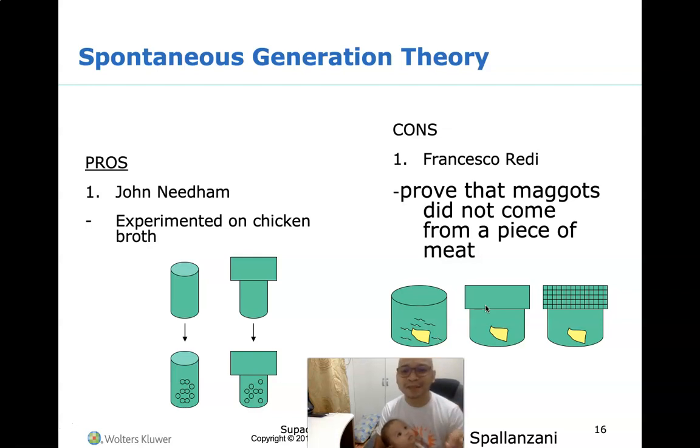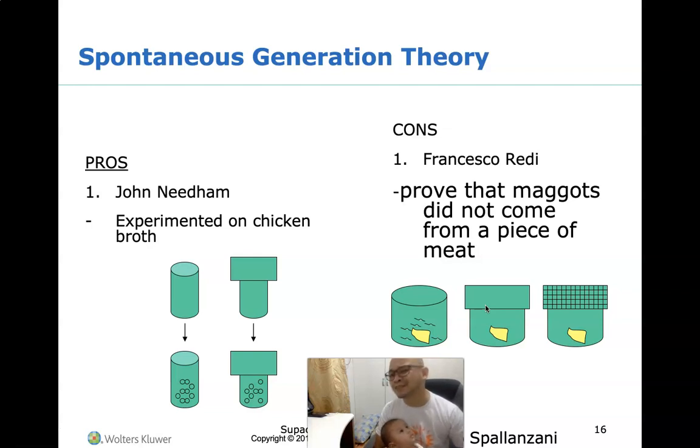However, during this time, Antoine Lavoisier, I hope I was able to pronounce his name correctly, discovered the importance of oxygen in human life. And those who believe in the spontaneous generation theory argued that since you covered the jar with a cover, you did not allow oxygen to come into contact with the piece of meat, and oxygen is a vital element of life.